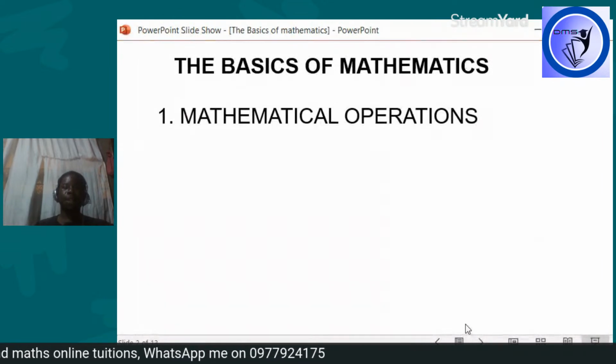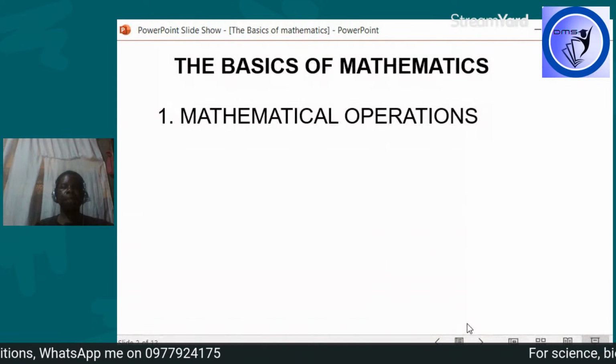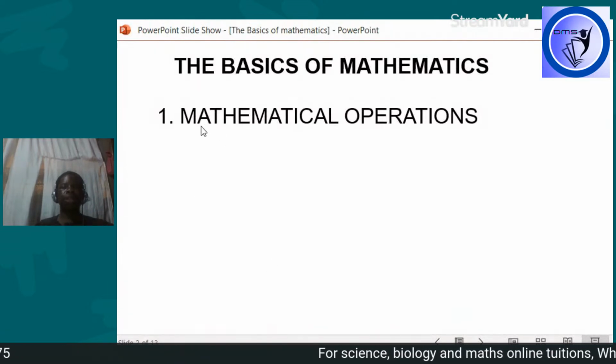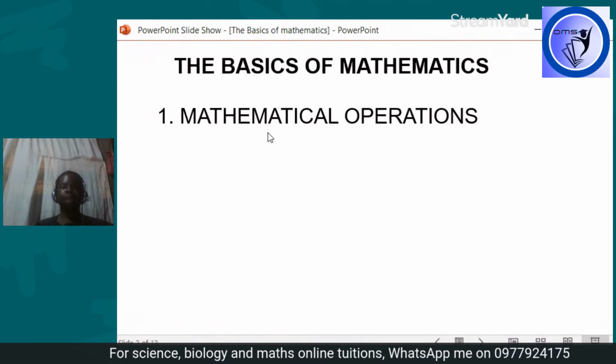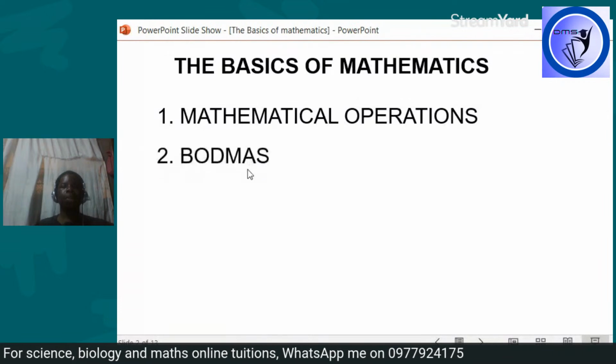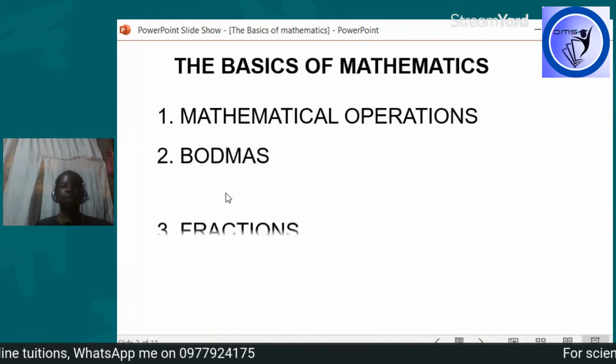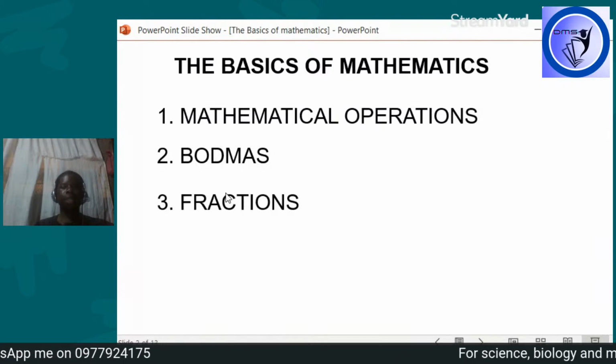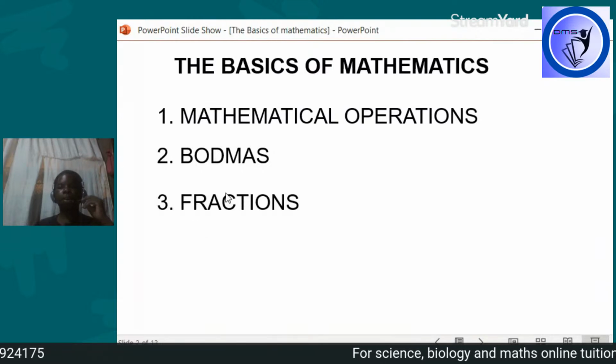Number one, what you should be able to know for you to understand mathematics is to understand mathematical operations, how they operate. Number two, you need to understand the body mass. And number three, you need to understand fractions, how they operate, for you to be able to understand these.